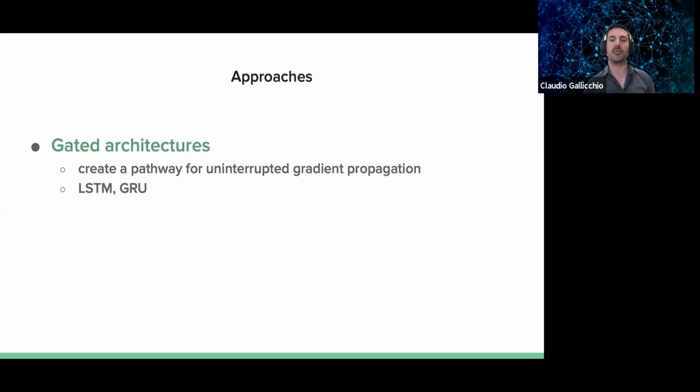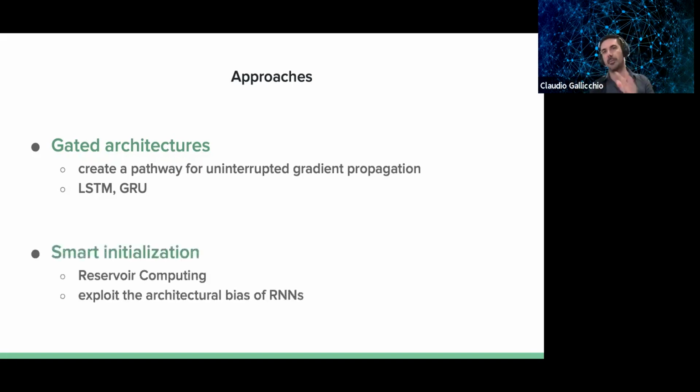A possible solution to overcome, or at least to limit, the difficulties of the propagation of the information is to make the architecture of the recurrent layer more complex, more complicated. This is called gated architectures, and it's quite popular in particular for the long short-term memory networks and the gated recurrent units, LSTMs and GRUs, which are the state of the art, at least for most applications with sequential forms of data. The basic idea is that I can modify the architecture and the way in which the information is propagated in the recurrent cell state, the green part in the previous slides, to create a possible pathway for gradient propagation without interruptions.